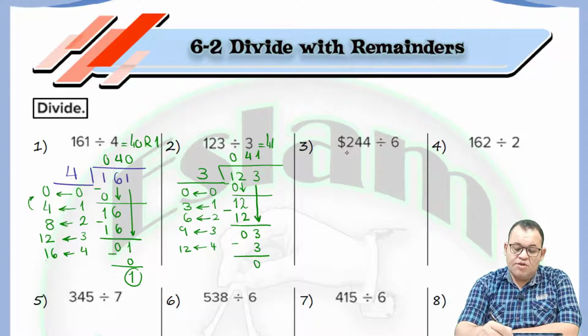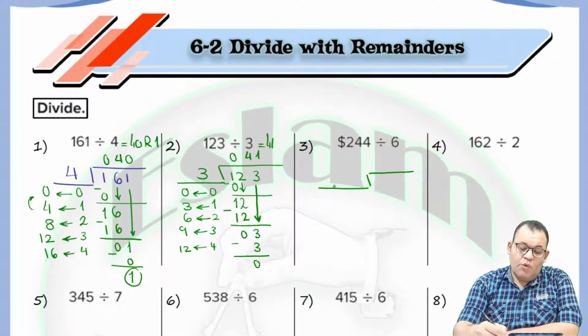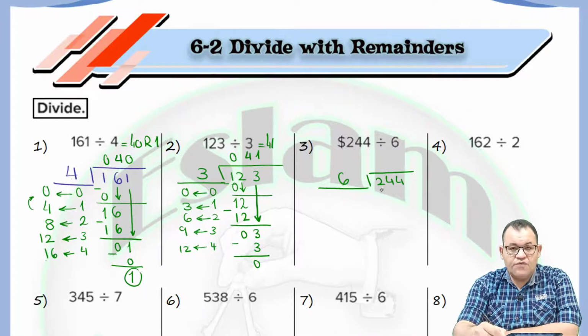Again, for question number 3: 244 divided by 6. Now by using long division, how can we solve it? We have here 244. We need to divide it by 6. I will just start from the left.